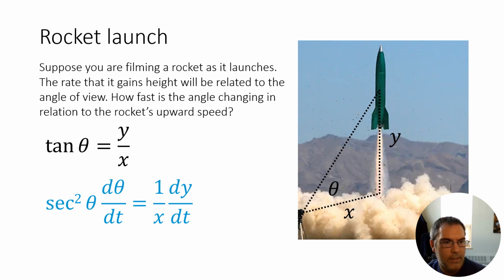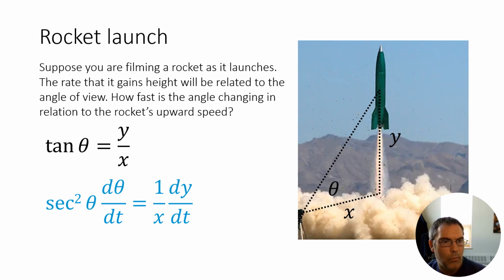Now on the left, that results in the secant squared. So derivative of tangent is the secant squared, but remember it's chain rule. We're taking d by dt. So you take the derivative of this outside function, tangent, which is secant squared, and then you multiply by the derivative of what's on the inside, d theta dt.